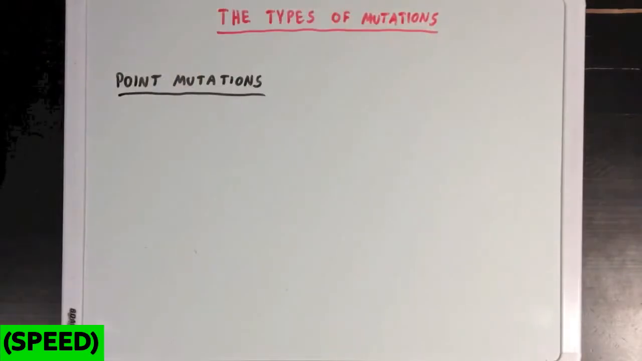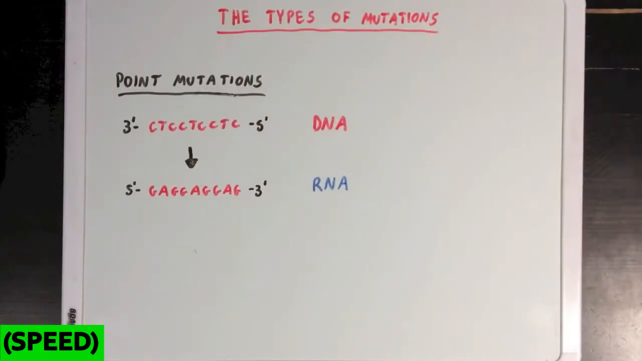Well, the first type of mutations we're going to talk about are called point mutations. Now here I've just written out a random sequence of DNA, which is just a repeating pattern of CTC, which would code for a repeating sequence of GAG in the RNA strand, and finally a protein sequence of 3 glutamate amino acids. So a point mutation is when one of our DNA bases is replaced with another. So in this example, a thymine base is being replaced with an adenine base, which leads to a change in one RNA nucleotide and ultimately a change in one amino acid.